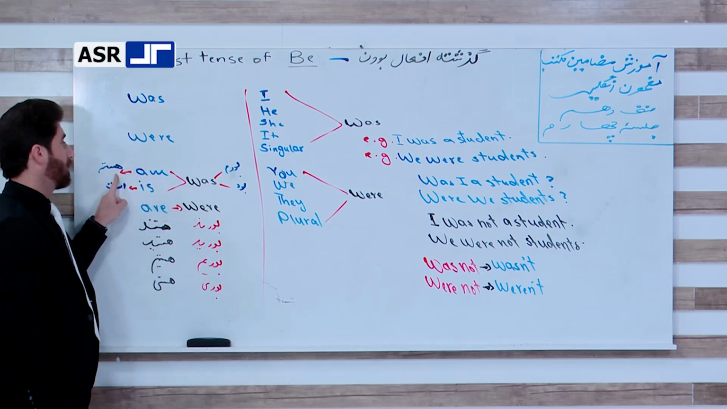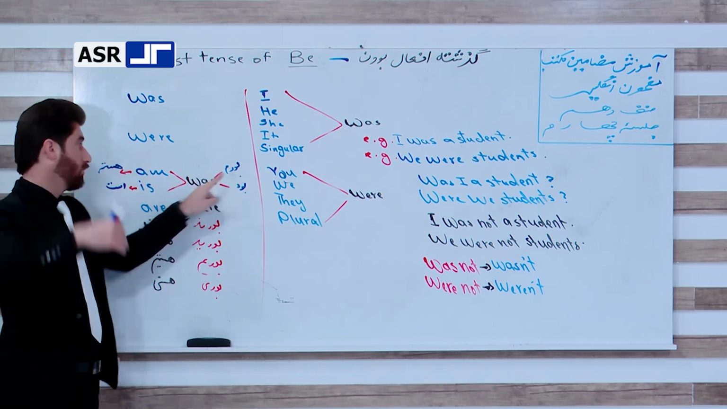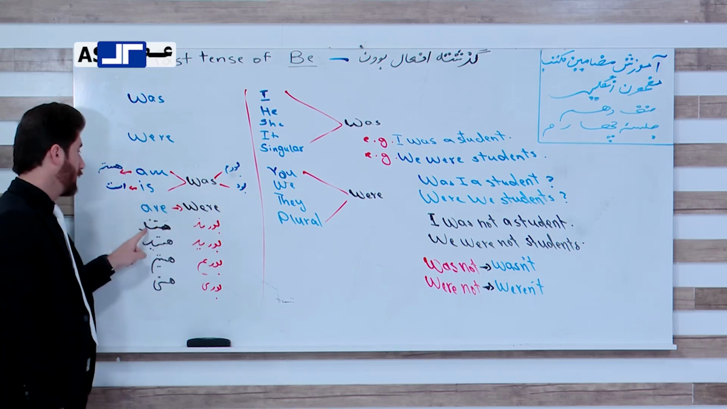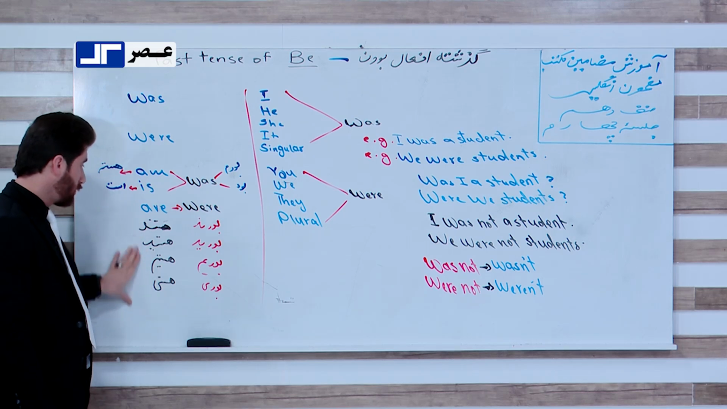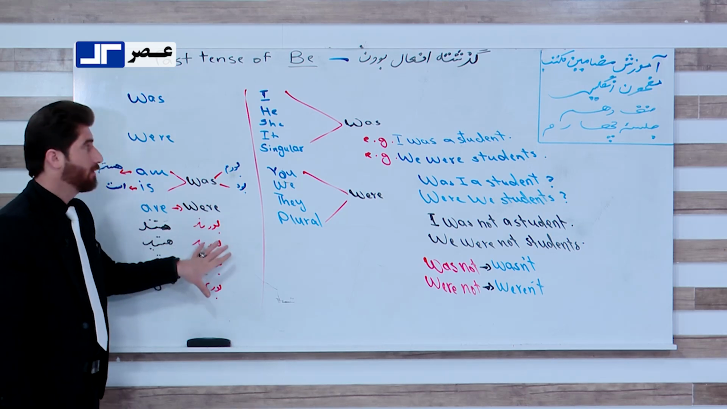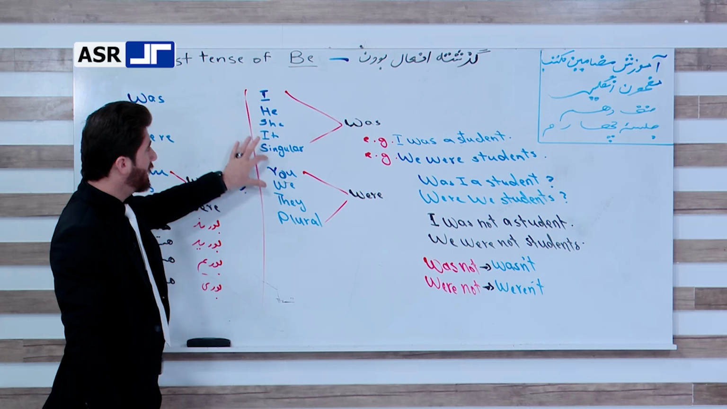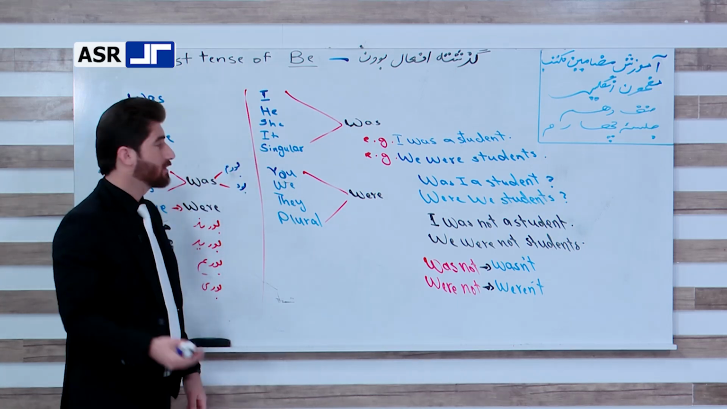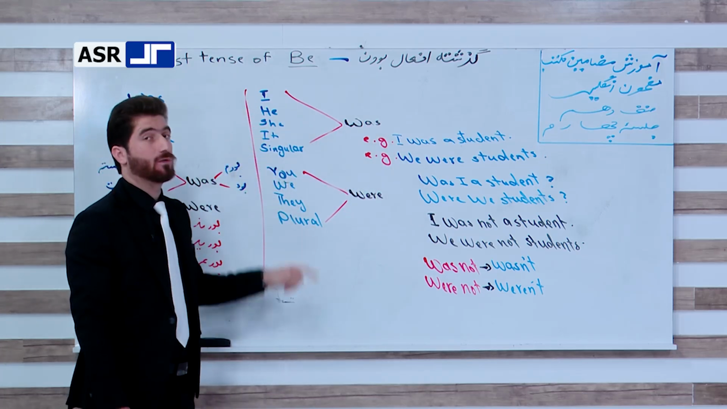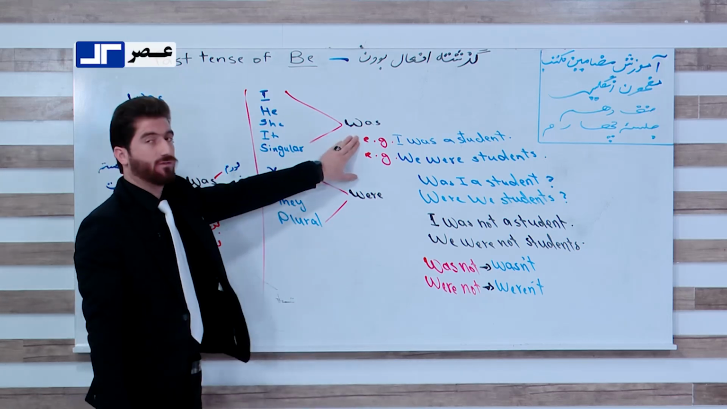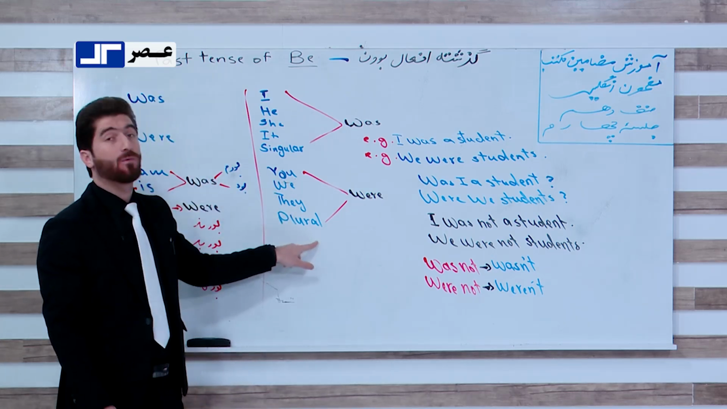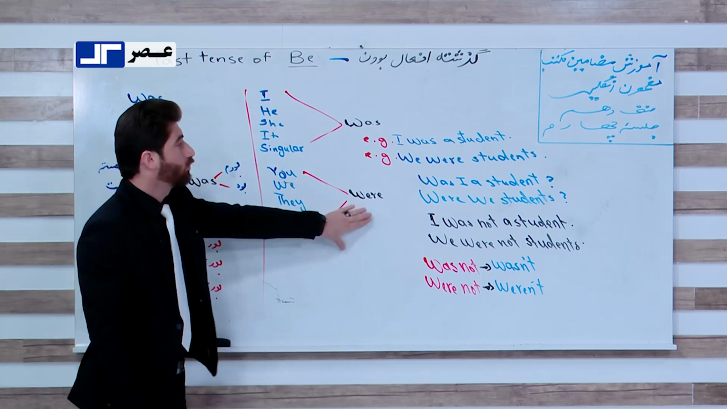Am meant I am, and was means I was. Is meant it is, and was means it was. The past of are is were, which means they were, you were, we were. But if we have I, he, she, it or a singular noun in our sentence, we use was. If we have you, we, they or a plural noun, we use were.